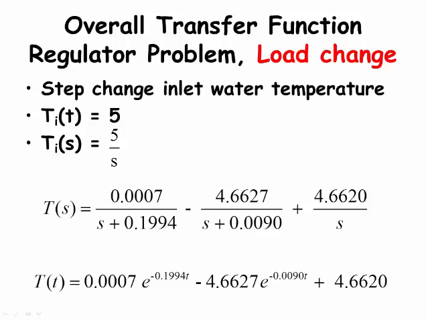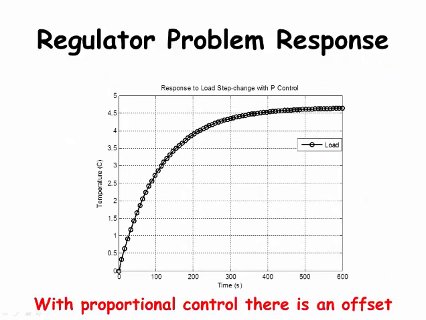Here is the partial fraction expansion, which can be inverted using equations 3, 15, and 6. The time domain expression is shown at the bottom of the slide. Here is a graph of the regulator problem response to a plus 5 degree step change in the inlet fluid temperature. The long-term response is about 4.5 degrees. The offset remains because we are using proportional control only.